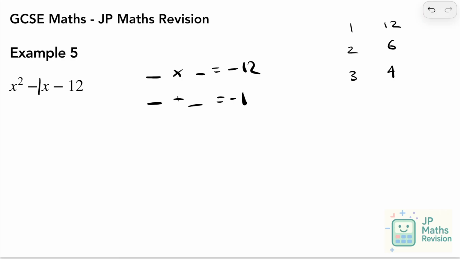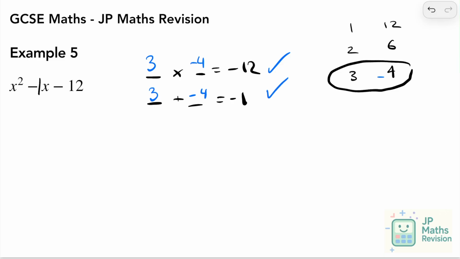So of these three options, can we do anything to any of them to get minus 1? Now we can, because we've got a 3 and a 4. So if I made the 4 a negative 4, I would have 3 take away 4, which is minus 1. So it's 3 and minus 4. But I just need to check that 3 times minus 4 is minus 12. And yes, it is. So that means we've got the right pair. So that means that the answer is x plus 3 times x minus 4. And that is correct.